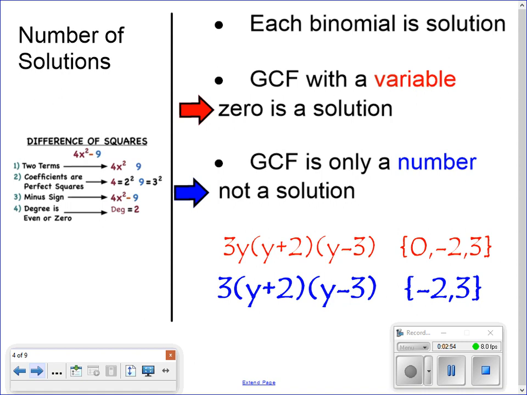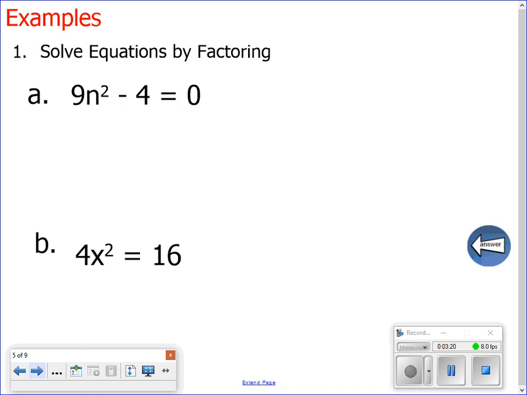If the GCF is a number, so no variable, such as the bottom one where we have 3 times y plus 2 times y minus 3, no variables on that GCF that they pulled out, so that would not be included in your solution. So you would just have the 2 solutions there. So be aware of GCFs that have a variable because it's going to give you an additional solution for your factors. All right, so let's solve the following equations by factoring.